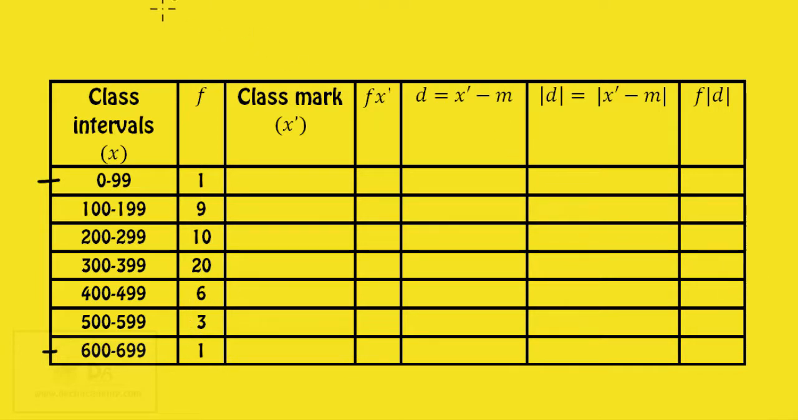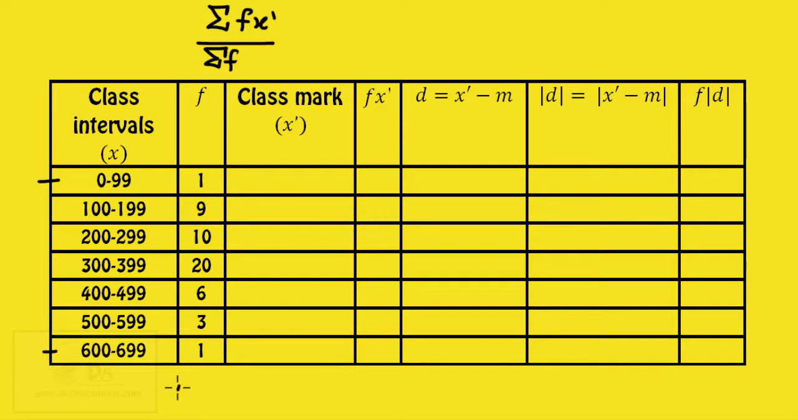And you know that the mean is given by, in this case for grouped data, the sum of this product here, where the product is the product of a class mark and the corresponding frequency, divided by the sum of the frequencies. So we need this sum and the sum of the frequencies.